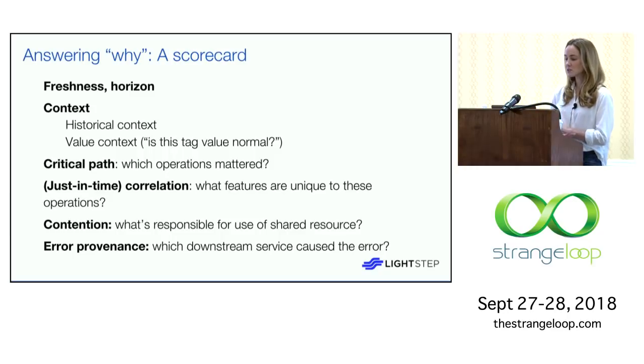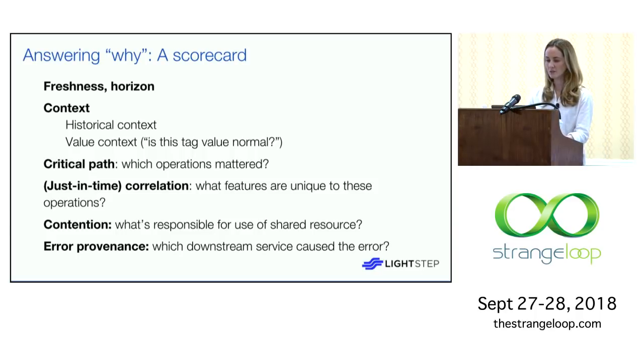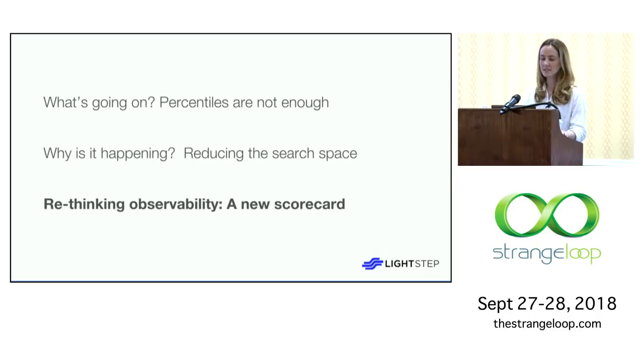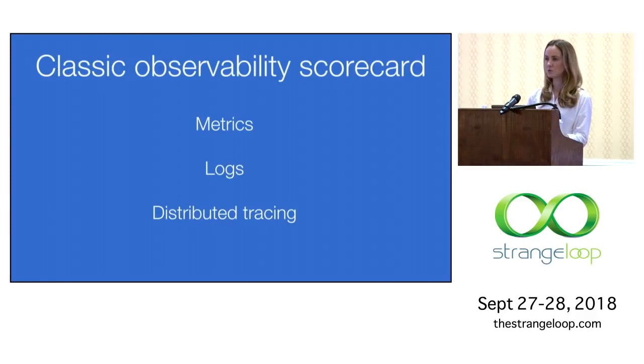So just to recap this why, you'll notice that pretty much all of these things are about reducing the data. The thing that was helpful was not getting more data, but understanding which of the data was actually important. So with this context, I want to take a step back and think about observability as a whole, and what's the scorecard we should think about when evaluating different observability tools.